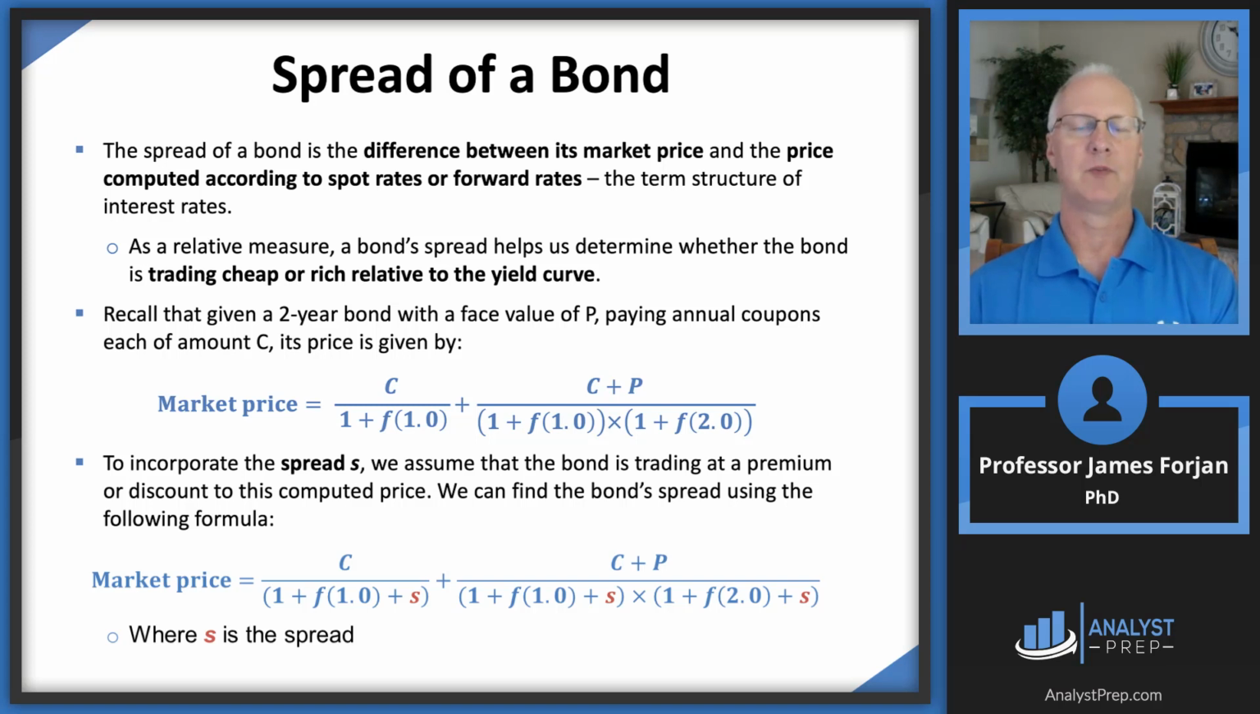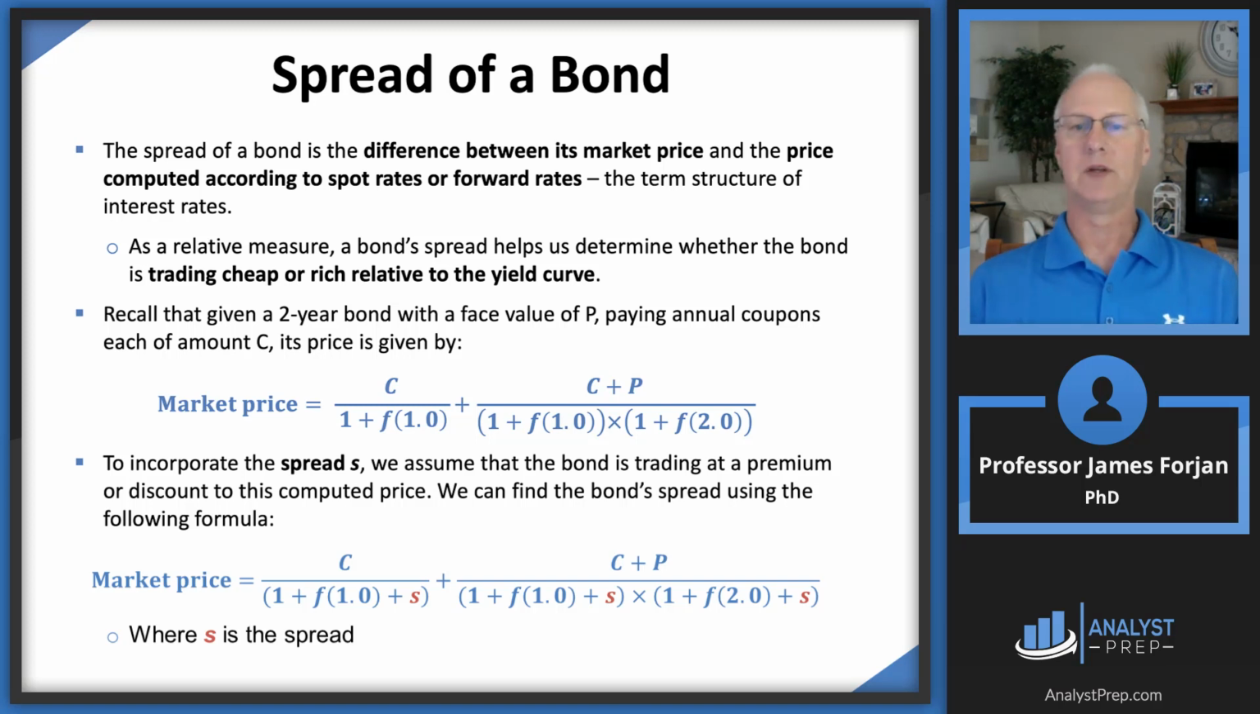Now, the concept of the spread can be incorporated into that formula. Let's go back up to that first block point. The spread is the difference between the market price and the price computed according to the spot rate or the forward rate. So look in this bottom formula. What we're going to do is put that market price on the left-hand side of the equal sign, and then we're going to add a spread. There's the plus S in red in the denominator at the bottom. We're going to add a spread to the forward rates to force those present values to be equal to the market price.